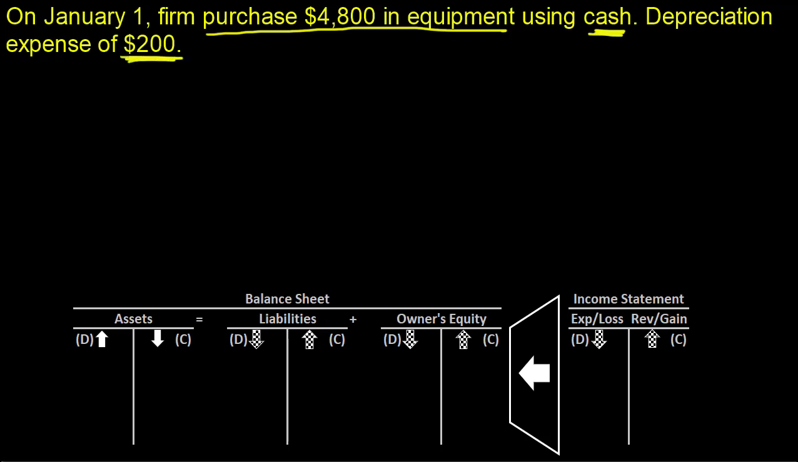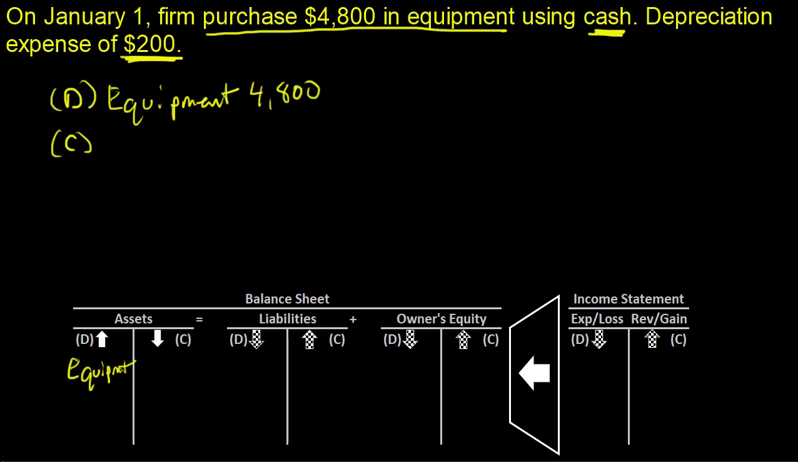So we're going to do both entries. They want an entry for both. Let's do both, all right? So first, we're going to have our debit and our credit here, right? And our debit, we're getting an asset, right? We get equipment. All right, we're getting equipment. So we have a debit of equipment for $4,800. All right, that's the debit to equipment of $4,800.